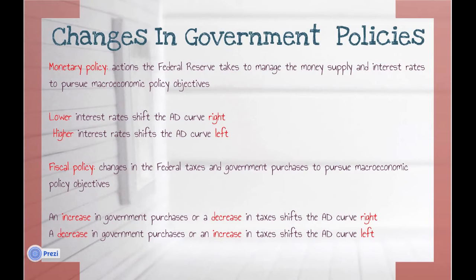Fiscal policy are changes in the federal taxes and government purchases to pursue macroeconomic policy objectives. An increase in government spending or a decrease in taxes shifts the aggregate demand curve right. A decrease in government spending or an increase in taxes shifts the aggregate demand curve left.